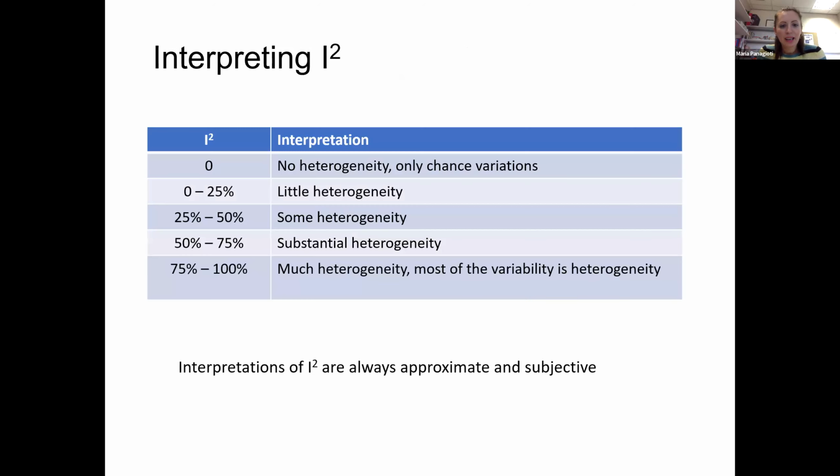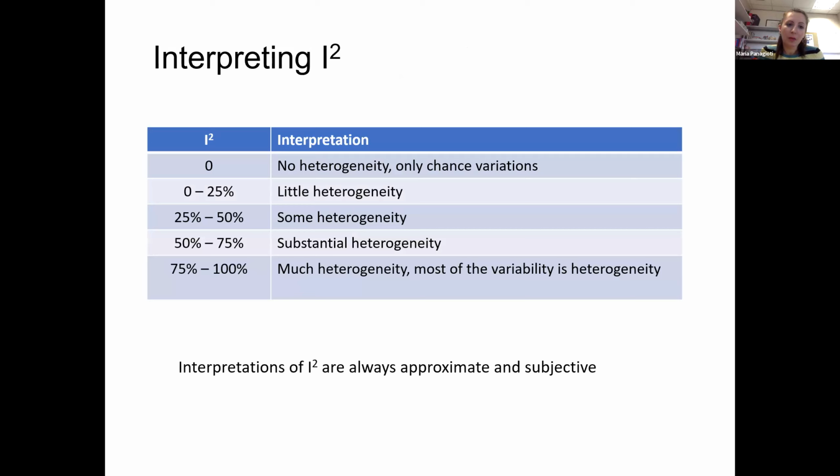Next slide. In how we interpret I-square, if you see heterogeneity between 0 and 25%, it's generally low heterogeneity. 25 to 50% is some heterogeneity. 50% to 75% is substantial heterogeneity, and 75% to 100% is really high heterogeneity.